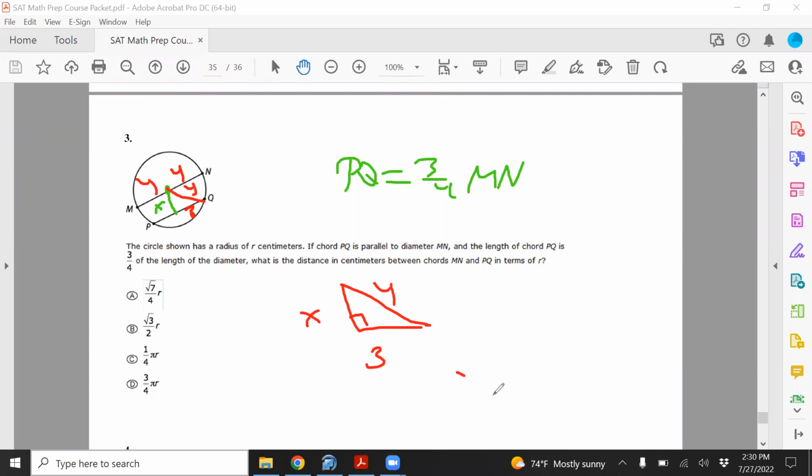So go ahead and solve for x using the Pythagorean theorem, and tell me what you guys get when you solve for x.